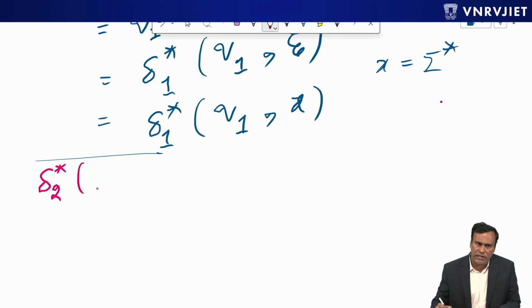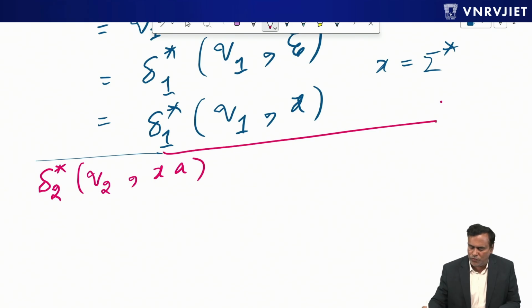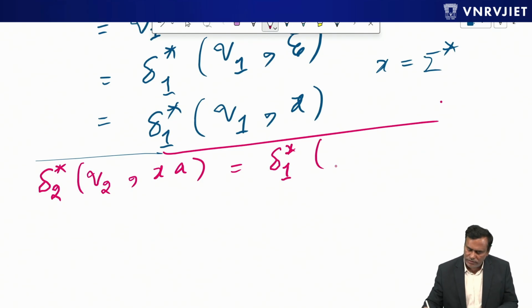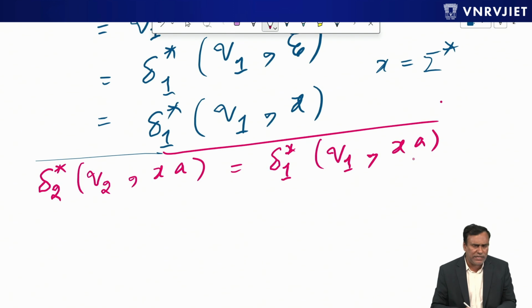There is delta 2 star of Q2 XA is equal to, what I have to prove, delta 1 star of Q1 XA. How to prove it? Let us consider this left hand side part. You know, right? What is this left hand side part?